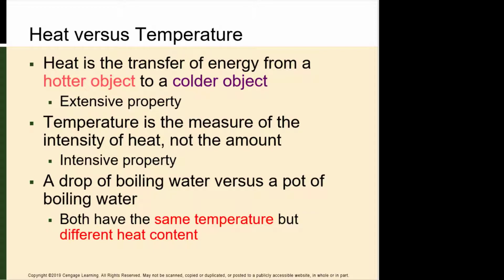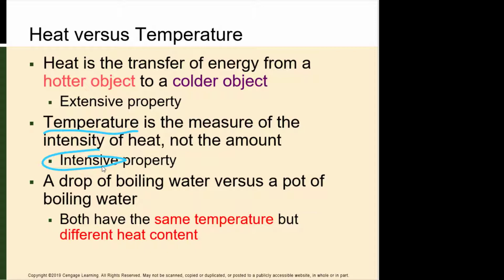Heat is the transfer of energy from a hotter to a colder object. This is an extensive property. If I have a much larger object, then there's going to be more heat transferred. So that is variable. Temperature is the measure of the intensity of heat, not the amount of it. So temperature is an intensive property. I could take the temperature of a small cup of boiling water that had 5 milliliters of water in it, and its temperature, if it's boiling, is going to be 100 degrees.